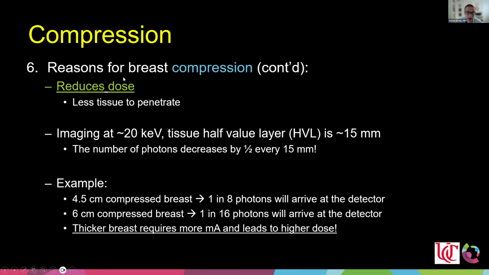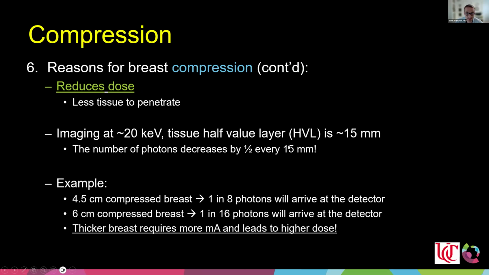And finally, a compressed breast, so less thick tissue, means we do not need as much radiation to image. And so typically when we're imaging with kVs down in the 20 to 30s, which is an effective energy of 20 keV, what we're going to see is we're going to measure a half value layer of tissue of about 15 millimeters. That means every 15 millimeters of tissue, we lose half of the X-rays. They are absorbed or scattered away.